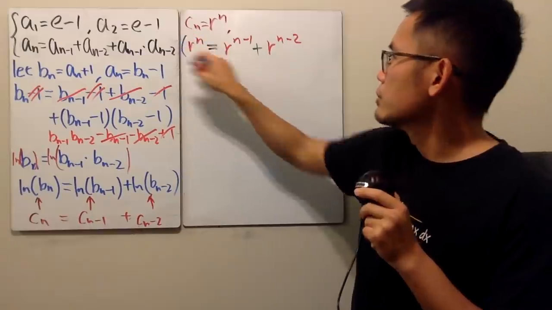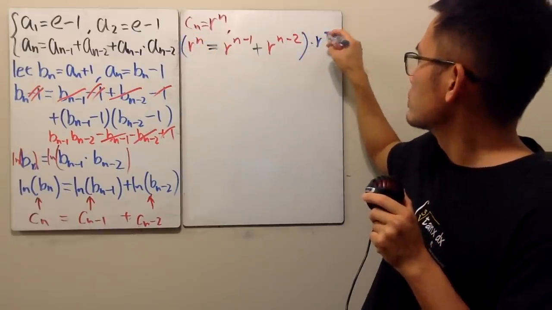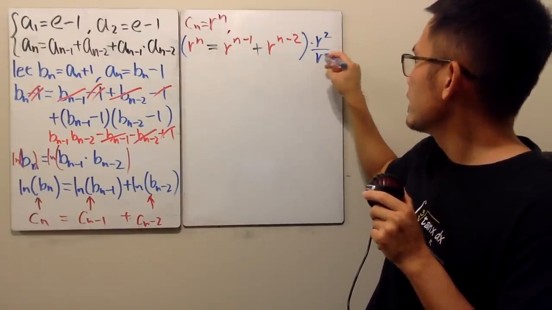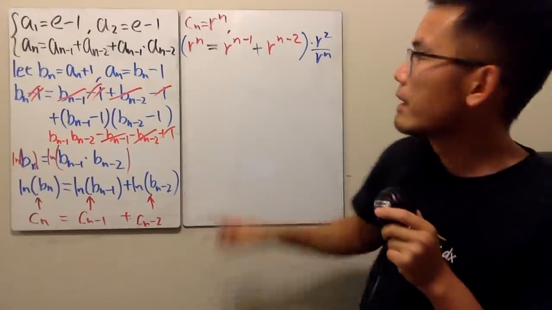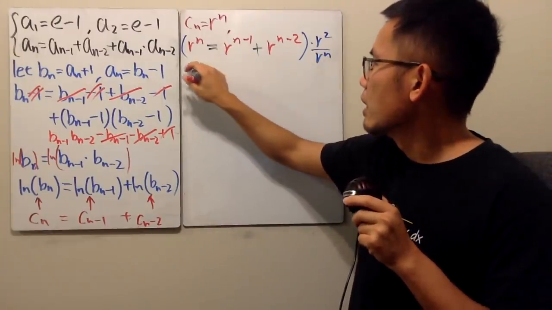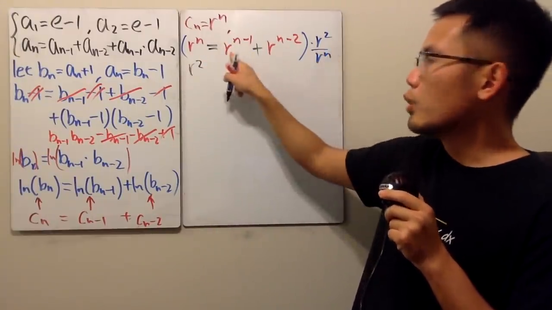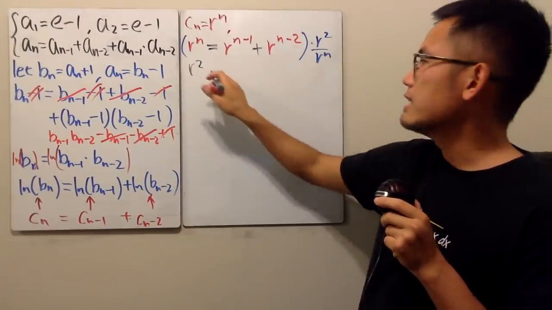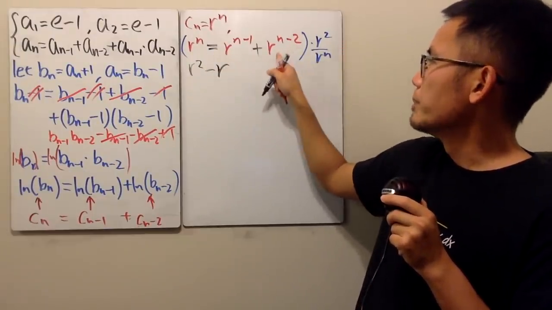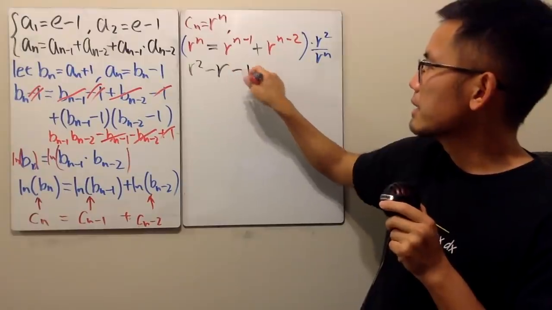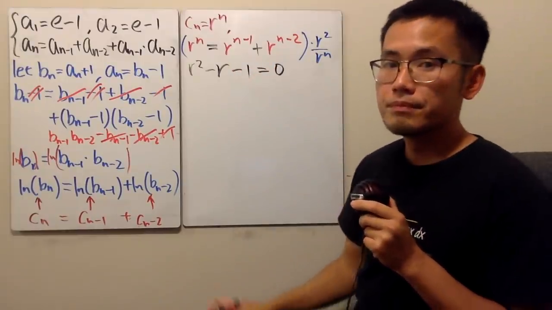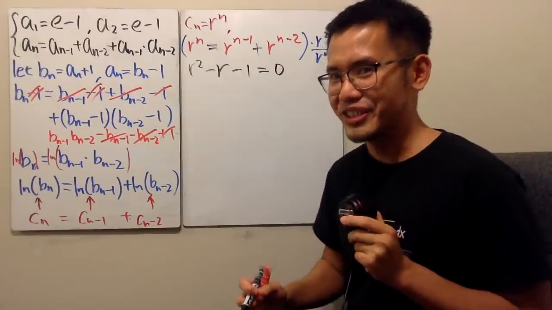So let's go ahead and multiply everybody by r to the positive 2. If you would like, I can show you some work. This right here we multiply by r to the second power, and in the meantime divide by r to the nth power. So you actually end up with r squared, and this right here will be r, but let's bring that to the other side, so it becomes minus r. This will be 1, bring that to the other side, it becomes minus 1, that's equal to 0. And we have a quadratic equation.